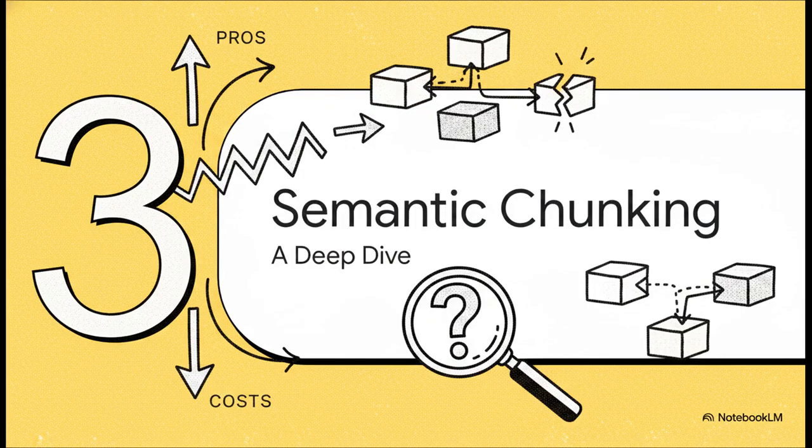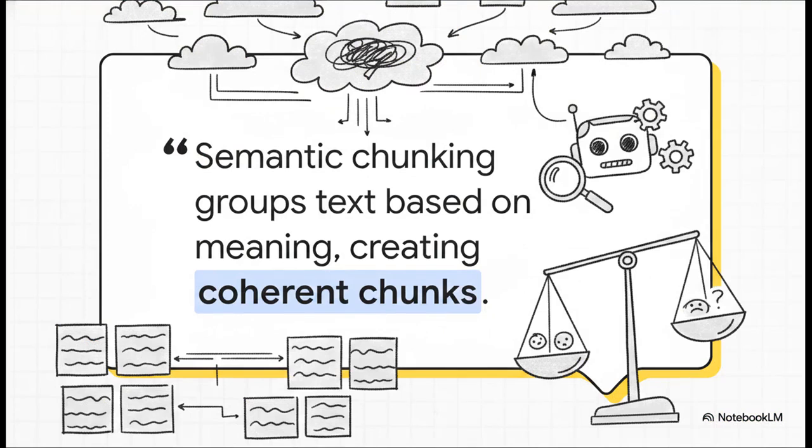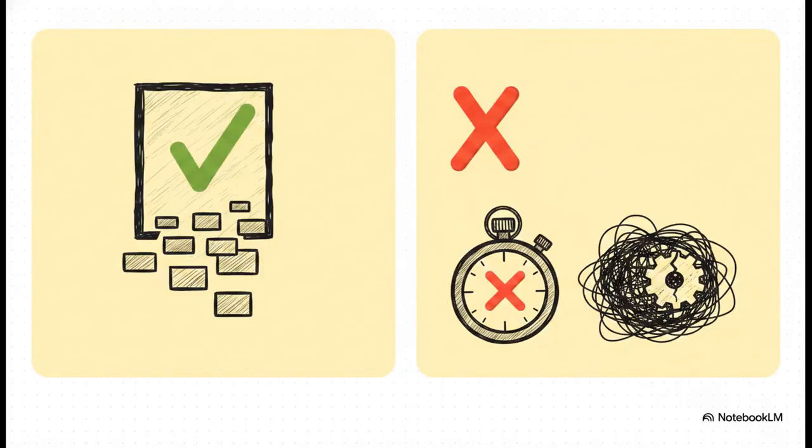All right, Section 3, semantic chunking, pros and cons. Let's do a deep dive and really scrutinize this highly debated method. The primary objective here is straightforward. Semantic chunking groups text based on meaning, creating coherent chunks that enhance retrieval, relevance, and context preservation. I mean, who wouldn't want their documents sliced up perfectly by meaning so the AI can easily read coherent thoughts? Sounds great, right? But as we know from our decision matrix, nothing in engineering is without trade-offs.